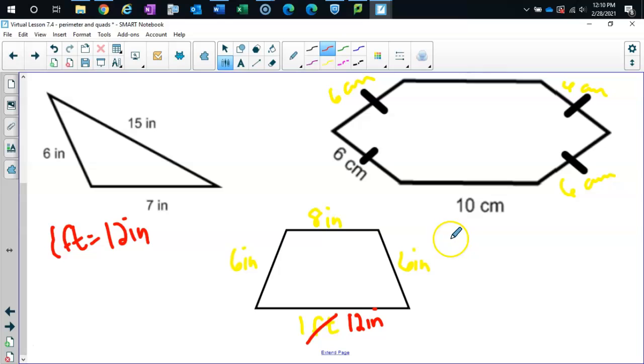Pay attention to that because in your homework today, there are some problems where the units are not the same. You got to change them. So perimeter is going to be 6 plus 8 plus 6 plus 12 inches. And when you add that together, you get 6 plus 6 is 12, plus 12 is 24, plus 8 is 32 inches would be our perimeter. Pay attention to the labels.